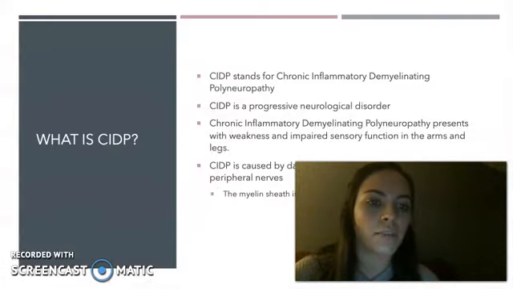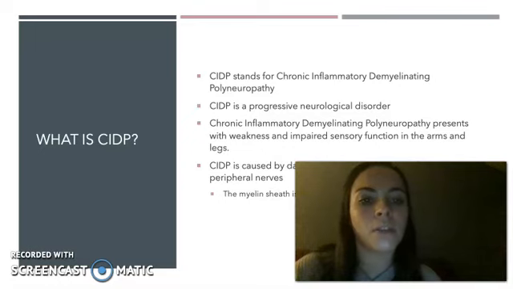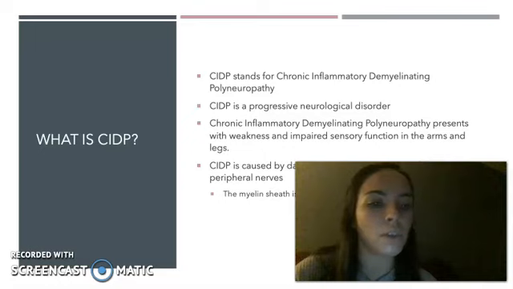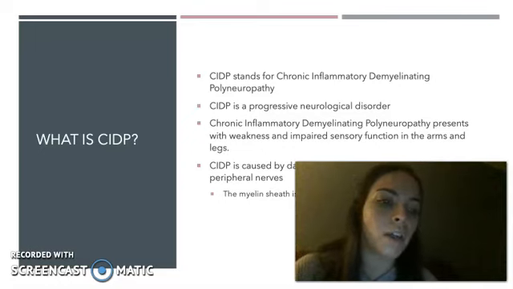CIDP stands for Chronic Inflammatory Demyelinating Polyneuropathy. It is a progressive neurological disorder. CIDP presents with weakness and impaired sensory function in both the arms and the legs. CIDP is caused by damage to the myelin sheath of the peripheral nerves. The myelin sheath is a fatty covering that protects the nerve fibers.